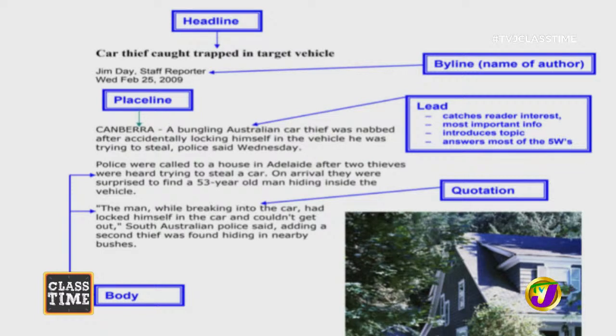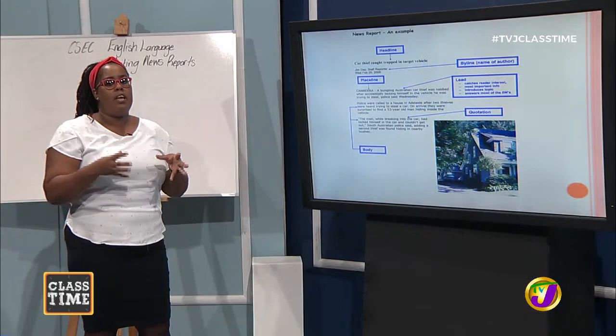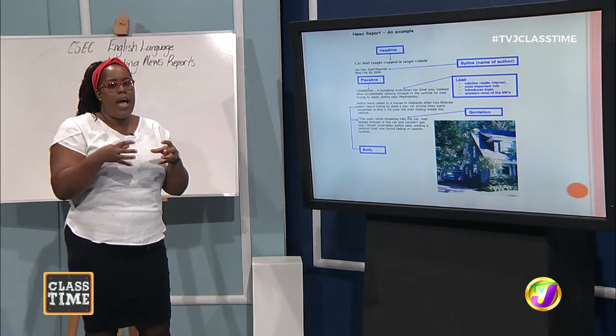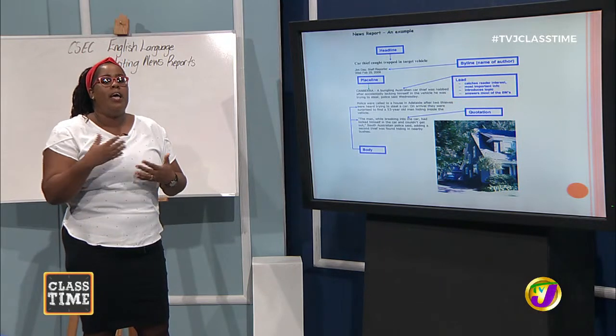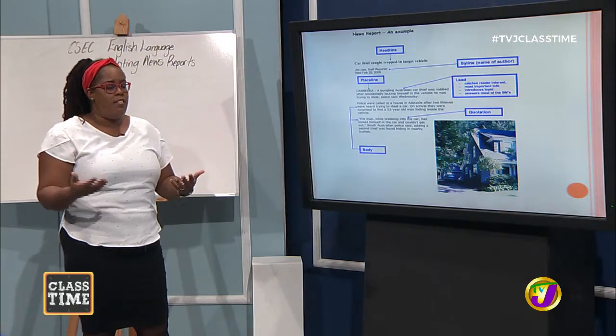Now, the body gives additional information, expounds on the lead, right? So if we look at the lead, a bungling Australian car thief was nabbed after accidentally locking himself in the vehicle he was trying to steal, police said Wednesday, right? Now, this gives us a synopsis of what happened, but the body expounds on what happened. Now, remember that we want to keep the information concise, right? We don't want to expound or add information that is not necessary.